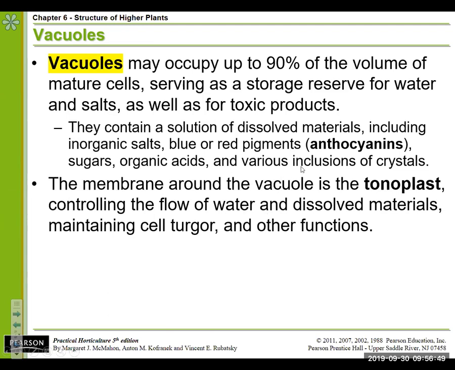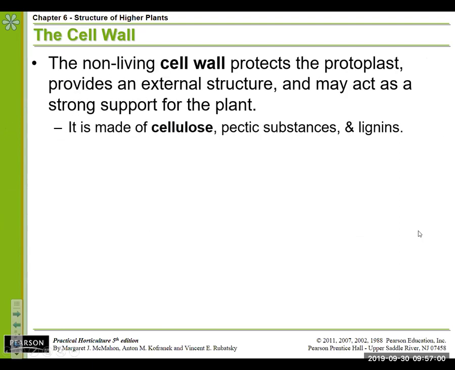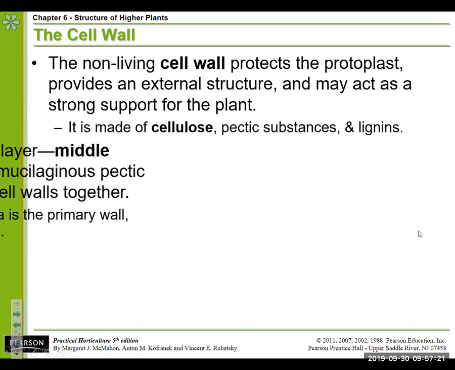And there's a membrane around the vacuole known as the tonoplast that controls the flow of water and the maintaining of the turgidity of the cell. It gives it that rigid cell structure. In the cell wall, the cell wall itself is not alive. It's just kind of, in plant cells, this rectangular structure that is there just to protect everything and give it some rigidity. And it is made of cellulose as well as some pectic substances and lignins, which we'll talk about later on.